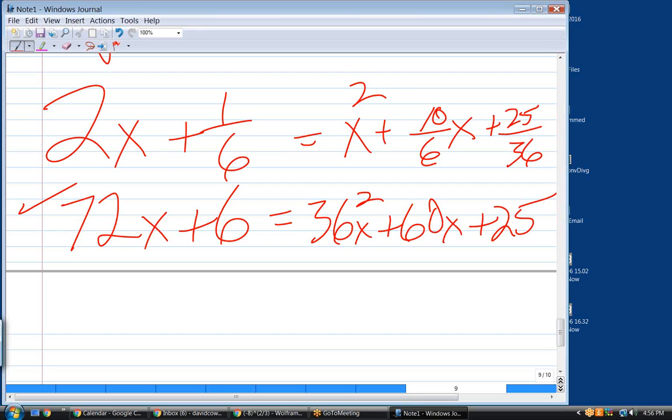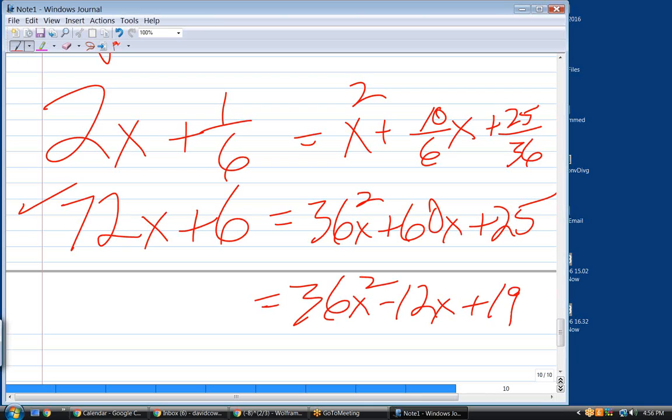Now we combine everything. So I'm going to move everything that's on the left to the right. Gives me 36x squared minus 12x plus 19.